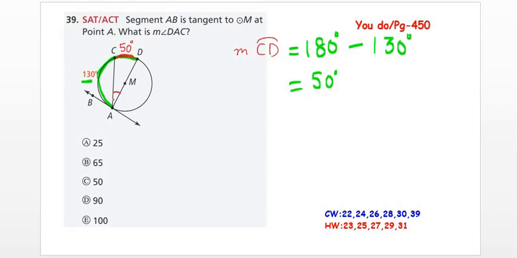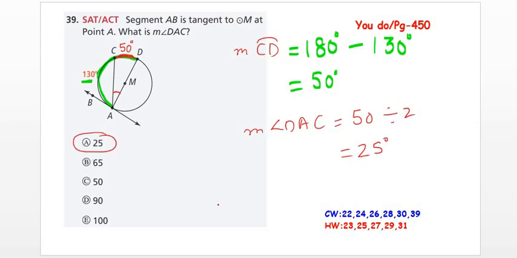How can I get the inscribed angle related to this intercepted arc? It is going to be half of it. So what is half of 50? The measurement of angle DAC will be half of 50. That means it's going to be 25 degrees. So where do we have this answer? Here is the answer.